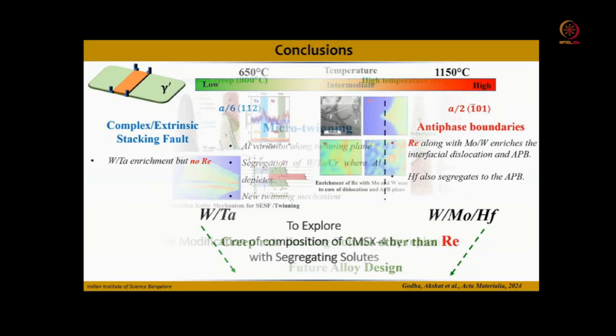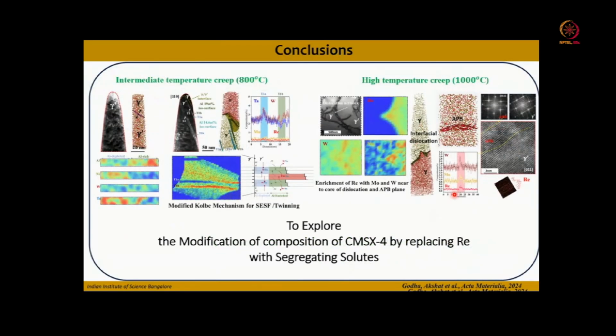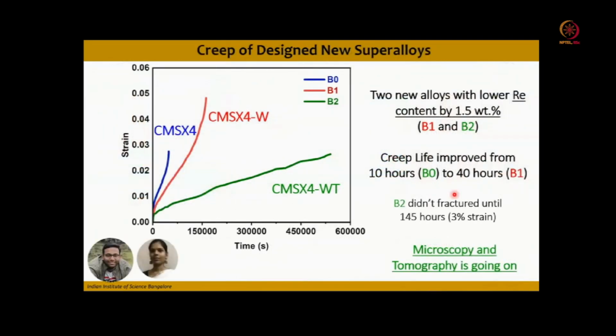So the next part was to explore how we can modify the composition of CMX4 by replacing the rhenium with the segregating solutes. It is expected that by reducing the rhenium, definitely the creep properties will deteriorate. But based on this, my two students, Shashi and Poonam, designed two alloys, CMX4W and CMX4WT.